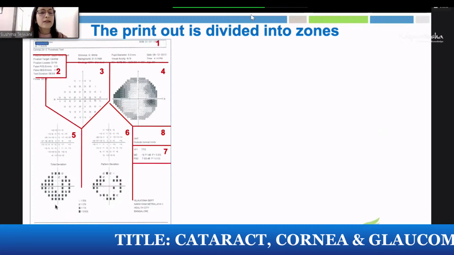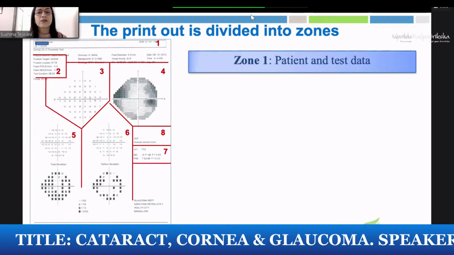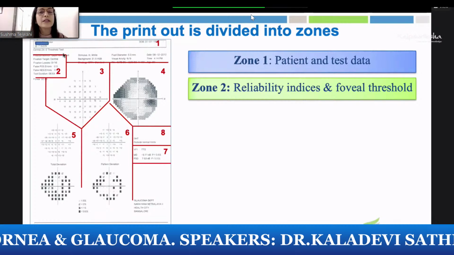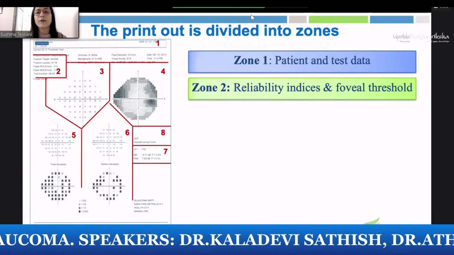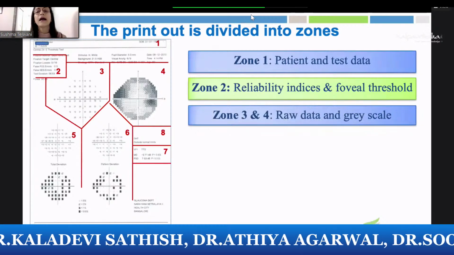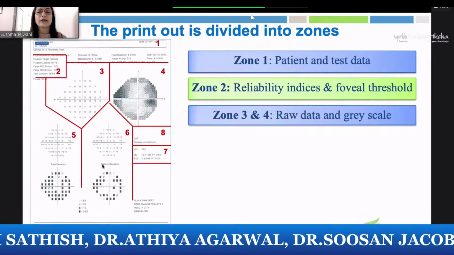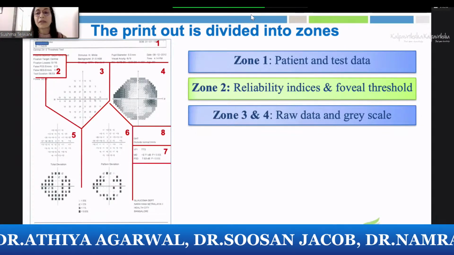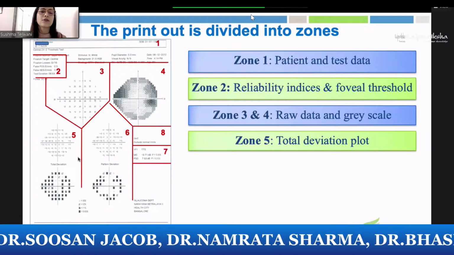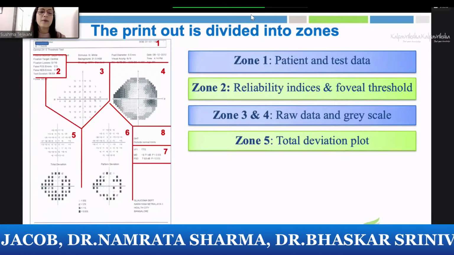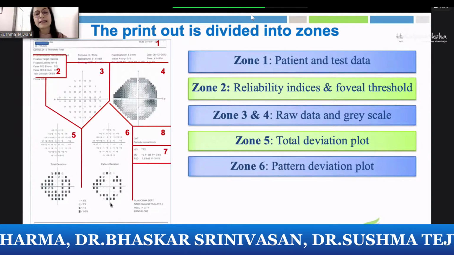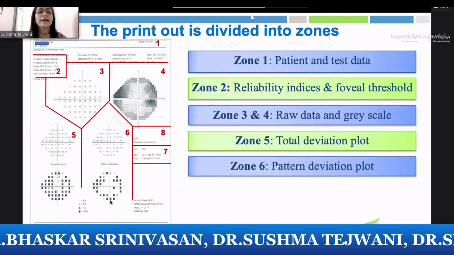The printout, as you know, is divided into various zones. Zone 1 is patient data, and zone 2 gives you reliability indices. So you need to be careful about whether the test done is reliable or not. Zone 3 gives you a raw data scale, and zone 4 gives you a gray scale. Zone 5 is a total deviation plot that tells you the deviation from the age-related normals, whereas the pattern deviation plot, zone 6, numeric as well as grayscale, tells you the irregularity within the field.